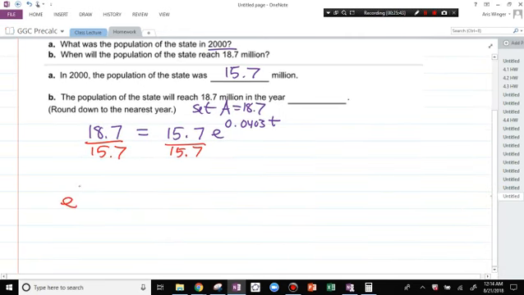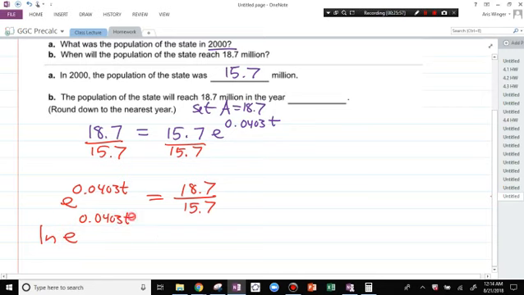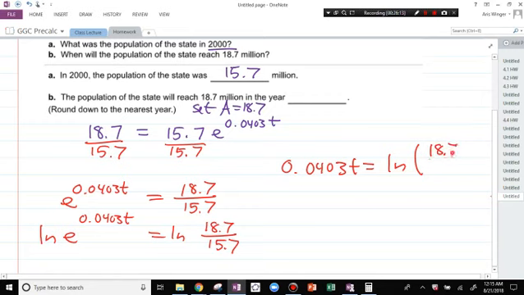So when you do that, we get e to the 0.0403t is equal to 18.7 over 15.7. And we'll go ahead and apply the natural log to both sides. The natural log of e to the 0.0403t equals the natural log of 18.7 over 15.7. And then the natural log and e cancel. We now have 0.0403t by itself, and it equals the natural log of 18.7 over 15.7.